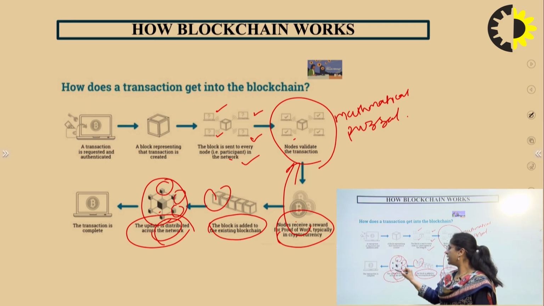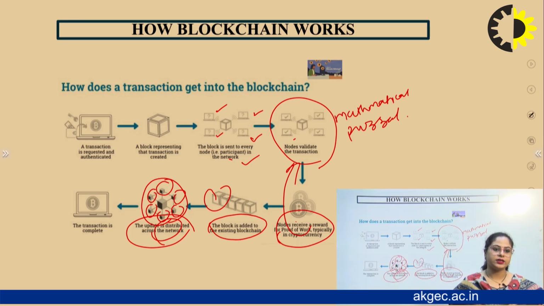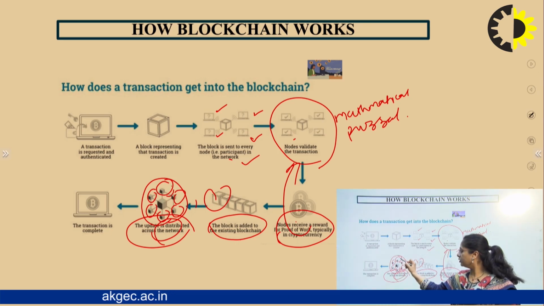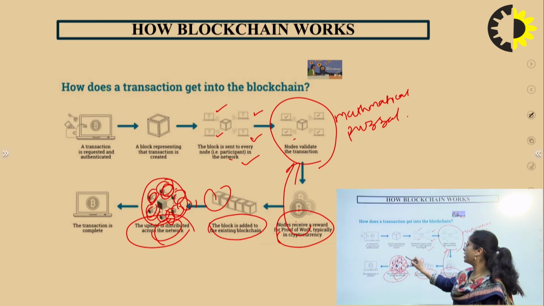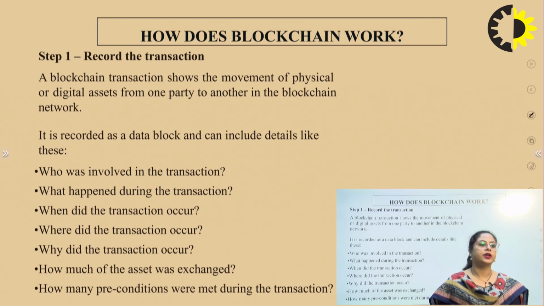There is a ledger with every node present in the decentralized network, right? With each node, they have the record that is called the ledger. Ledger is nothing but the record book. In that record book, all the information about the transactions and all the updates about the transactions are updated. And after that, the transaction is complete.